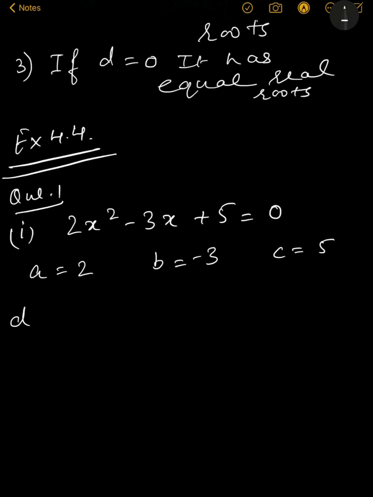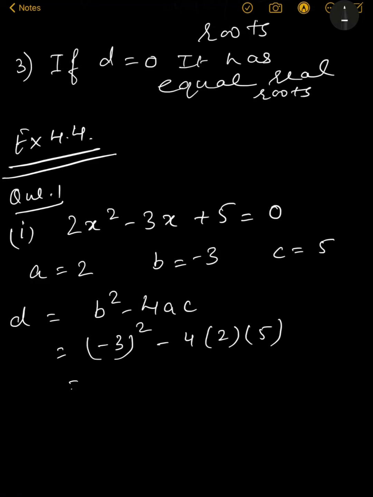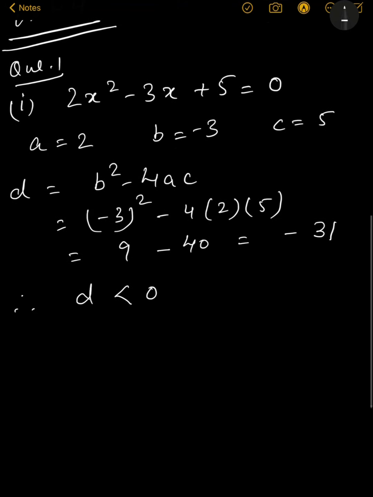Then you have to find D or discriminant. This is b square minus 4ac. This is minus 3 whole square minus 4 into 2 into 5. That is 9 minus 8 5s are 40. That is minus 31. In this case, therefore, D is negative. In this case you are getting D as negative, therefore no real roots exist.